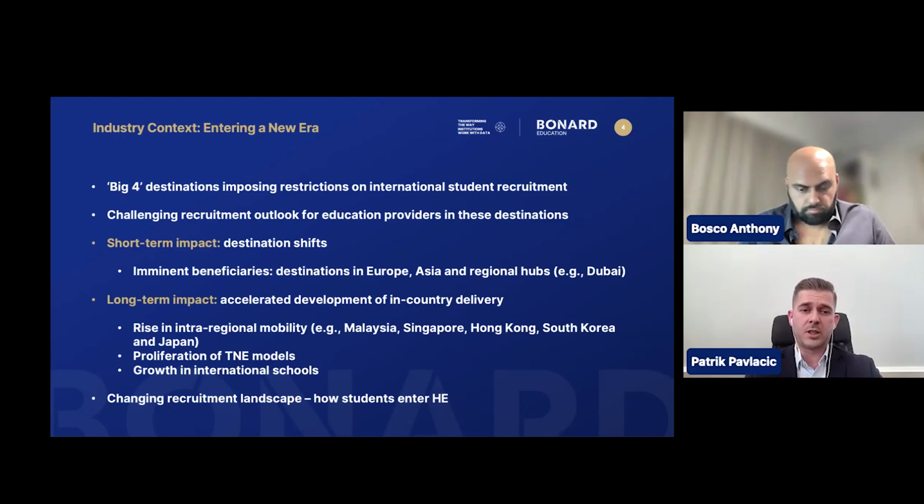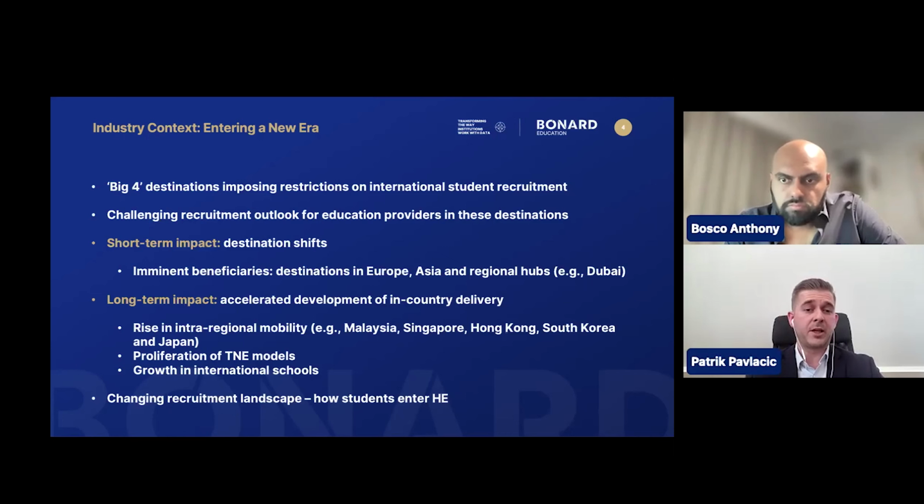Coupled with that, we're also seeing long-term impact, or the beginnings of it, which manifests itself in terms of accelerated development of in-country delivery. What I mean by that is basically that the local education systems are improving, both in terms of quality and quantity, which is going to also affect student mobility flows. We're definitely seeing a rise in inter-regional mobility, specifically again in Asia, where destinations like Malaysia, Singapore, Hong Kong, South Korea, Japan and China are welcoming more and more international students.